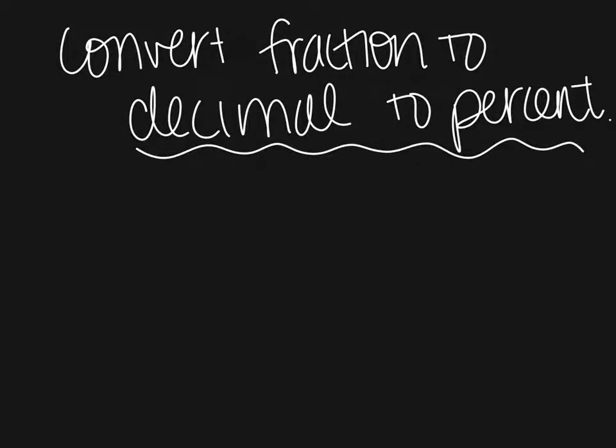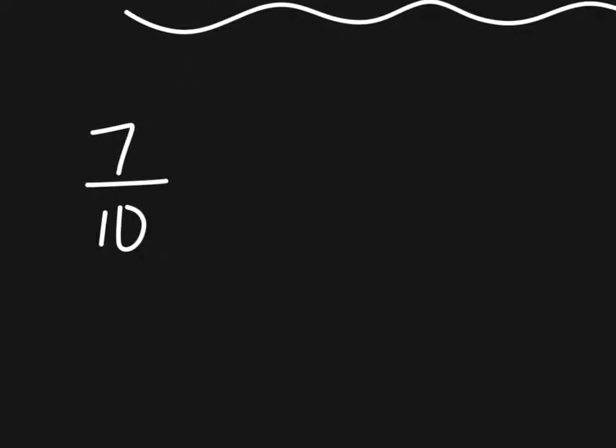Okay, so let's convert a fraction to decimal to percent. So say I'm given the fraction 7/10. Say I'm given this fraction and I first want to convert it to a decimal. So if I'm given 7/10, that is basically the same as saying 7 divided by 10.